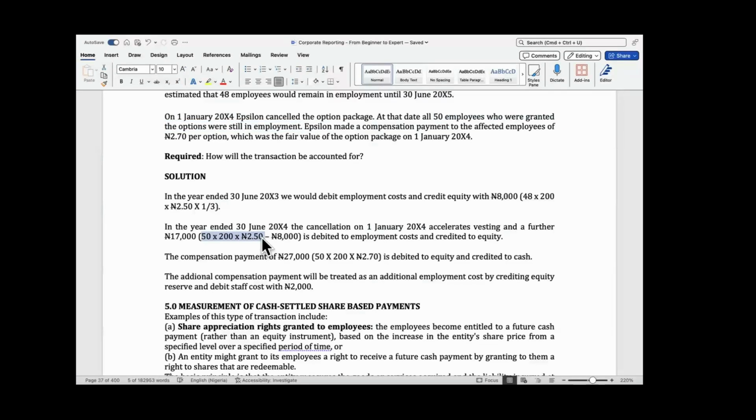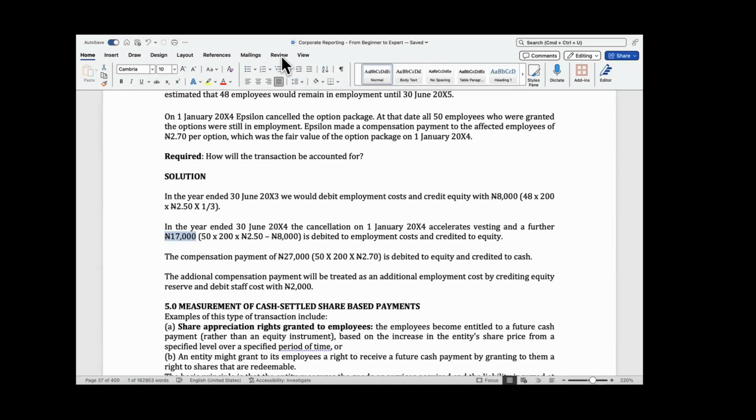Whatever that value is, we remove the amount we have recognized to P&L, which is the one in year one that had already been recognized. That means 17,000 is unrecognized, and this remaining 17,000 will vest immediately. So we are going to debit employee costs and credit equity with this 17,000. A total of 17 plus 8, that's 25,000, will vest immediately.